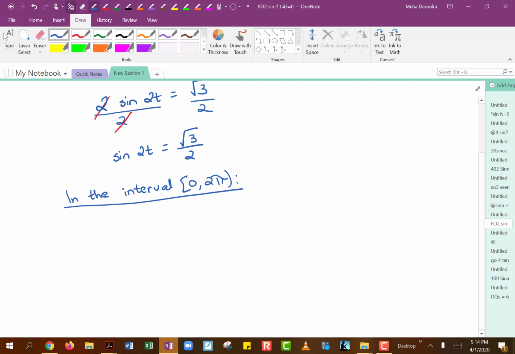So here in this case, now remember this is still a multiple angle of 2t. So you will say 2t equals, and what were those angles I told you? Pi over 3.